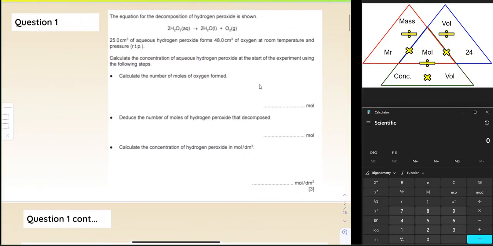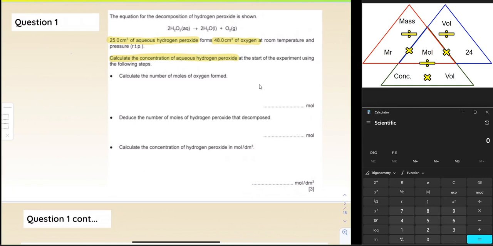So question 1. The equation for the decomposition of hydrogen peroxide is shown, and here is the equation. It tells you that 25 centimeters cubed of aqueous hydrogen peroxide forms 48.0 centimeters cubed of oxygen at RTP, and then it's asking you to calculate the concentration of aqueous hydrogen peroxide at the start of the experiment. You can just dive straight in with your table method exactly as you have done in your guided notes, okay?